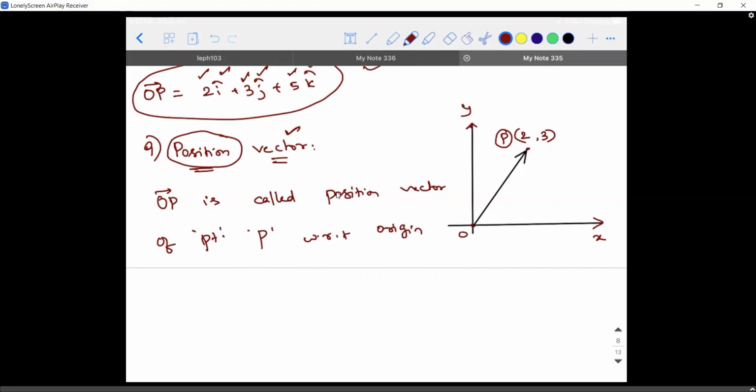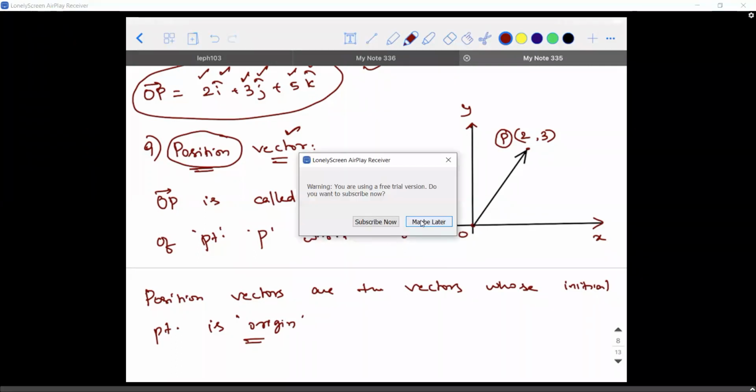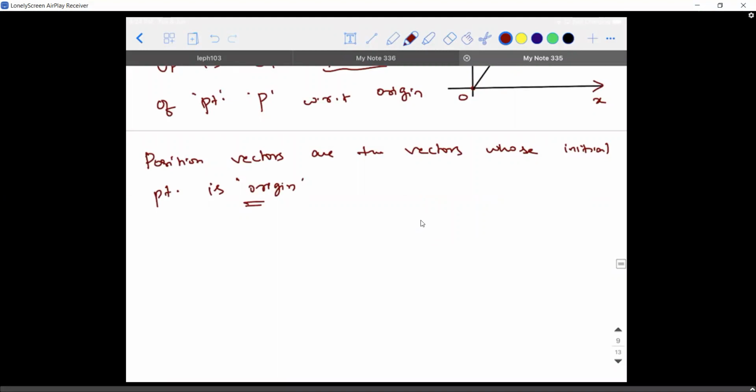Okay. So here I'm using the word position vector, right? To be more specific, this is the way I'm going to define. Position vectors are the vectors whose initial point is origin. So going forward, if I ask you what is the position vector of a given point, then the starting point by default is going to be origin. Okay. I hope this point is clear. Yes, guys?